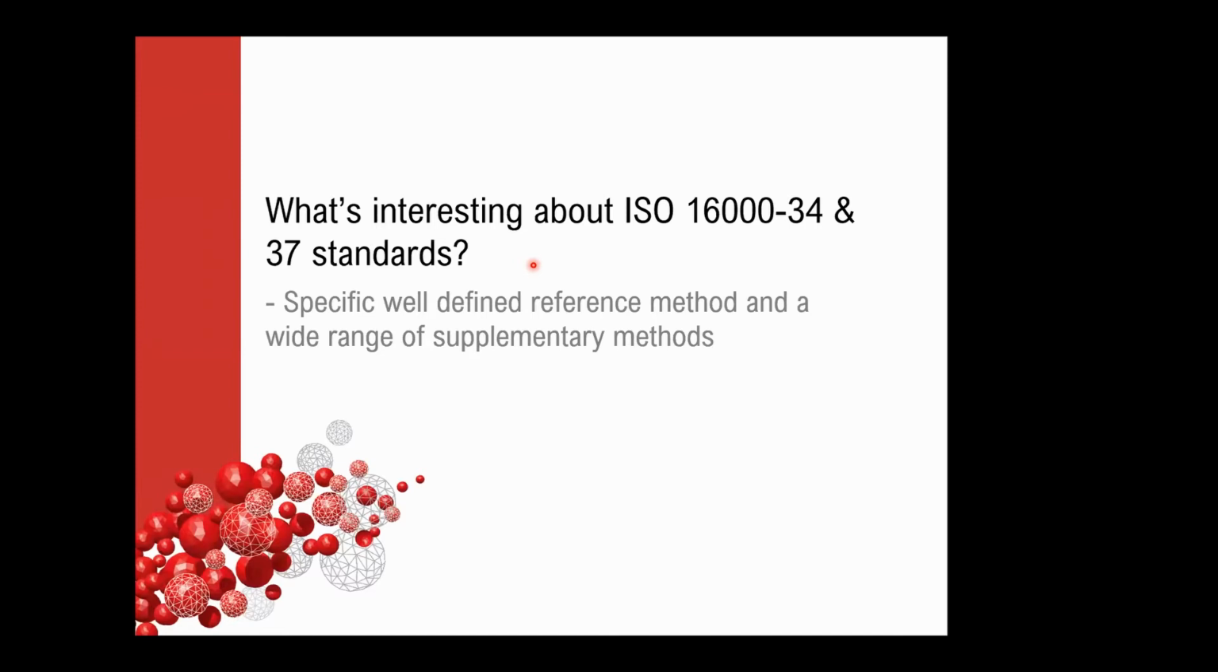So what's interesting about the ISO standards? By the way, if you are wondering, there are parts 34 and 37. So the ISO 16000, as you can see from the numbers, has a wide range of different standards. The 34 and 37 are specific to particles, and other parts of the ISO 16000 are for formaldehydes or VOCs and other pollutants. What's interesting here is that it has a well-defined reference method for PM2.5 in part 37 and a really wide range of supplementary methods which are discussed in part 34.